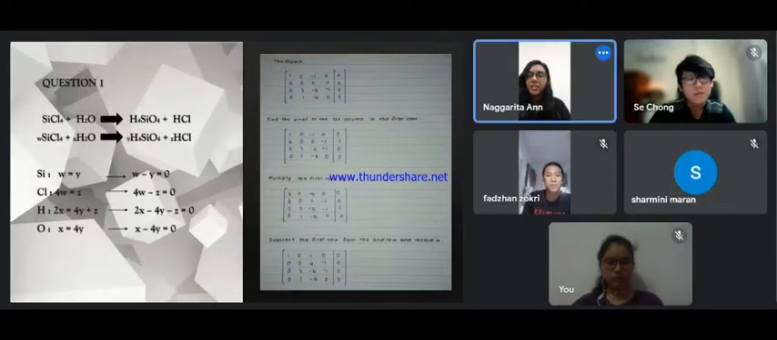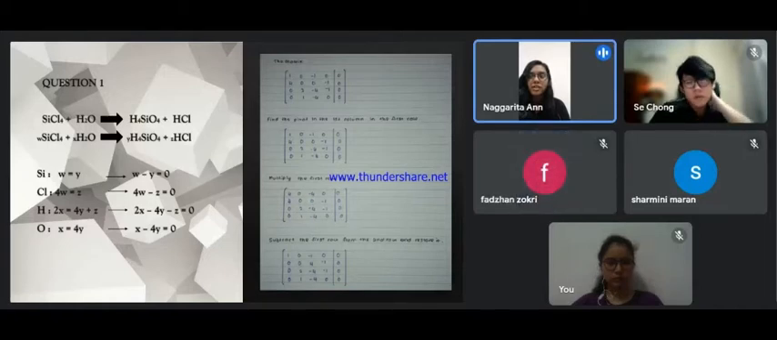Okay, question 1. We have an equation here, SiCl4 plus H2O, and we get H4SiO4 plus HCl. So it's W SiCl4 plus X H2O, and we get Y H4SiO4 plus Z HCl. So for Si, W equals Y. For Cl, 4W equals Z. For H, 2X equals 4Y plus Z. And for O, X equals 4Y. So we get 4 equations.